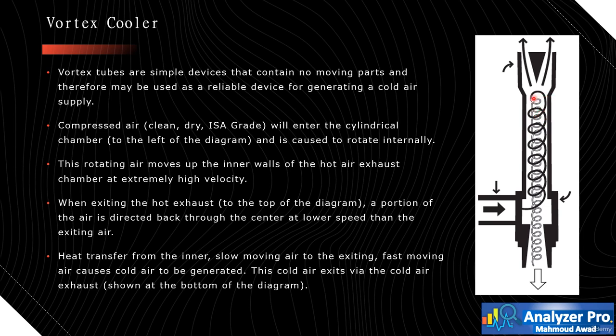velocity. When exiting the hot exhaust, to the top of the diagram, a portion of the air is directed back through the center at lower speed than the exiting air. Heat transfer from the inner slow-moving air to the exiting fast-moving air causes cold air to be generated. This cold air exits via the cold air exhaust, shown at the bottom of the diagram.